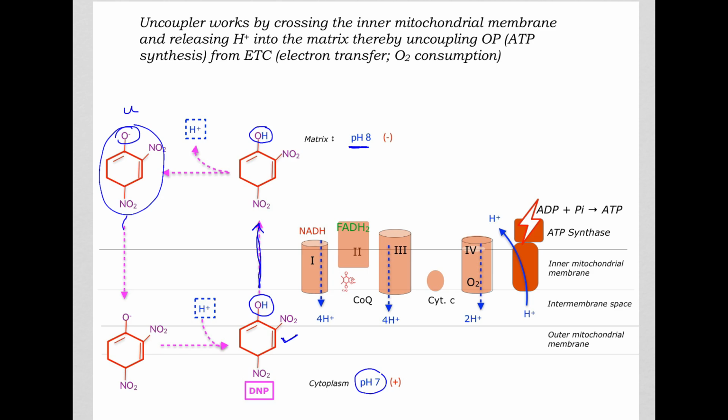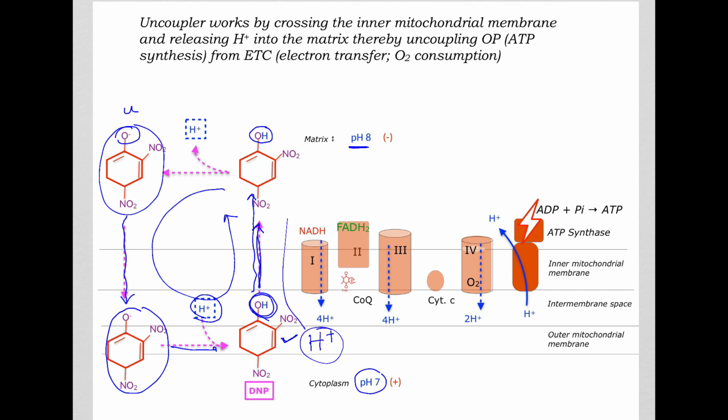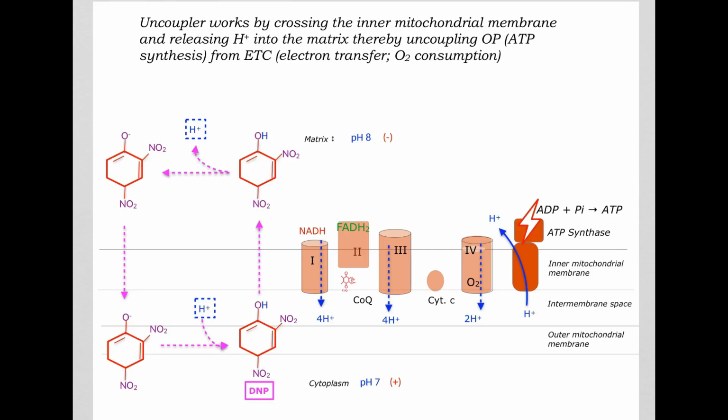This unprotonated form will then again cross the inner mitochondrial membrane, get out to the other side, and there it will pick up another proton and become protonated. And this once again goes inside, and so this cycle repeats, thereby bringing protons from this side of the inner mitochondrial membrane into the matrix side. So in the presence of an uncoupler, instead of the protons going through ATP synthase, the protons are going through to the matrix by the uncoupling agent.